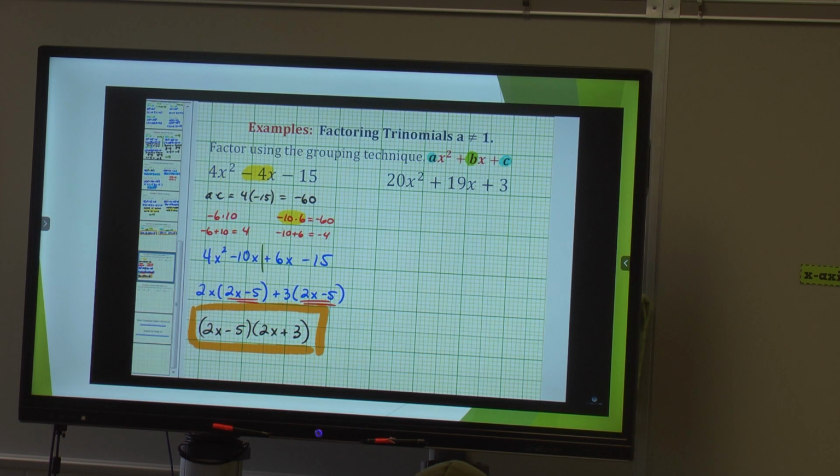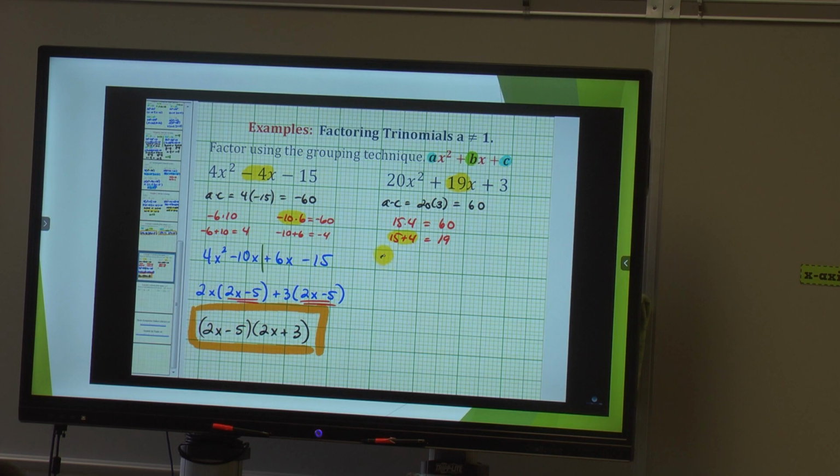Let's try another one. Again, first step is to find the factors of a times c that have a sum of b. Well, a times c would be 20 times 3, so we want to find the factors of positive 60 that add to b, or positive 19. Well, that would be 15 times 4. This product is 60, and 15 plus 4 does equal 19. Now we're going to rewrite 19x as 15x plus 4x.